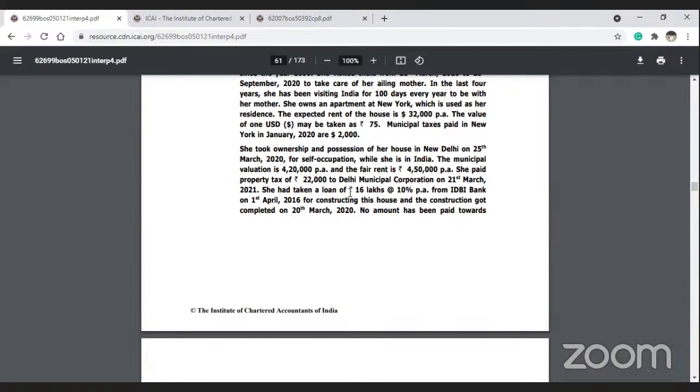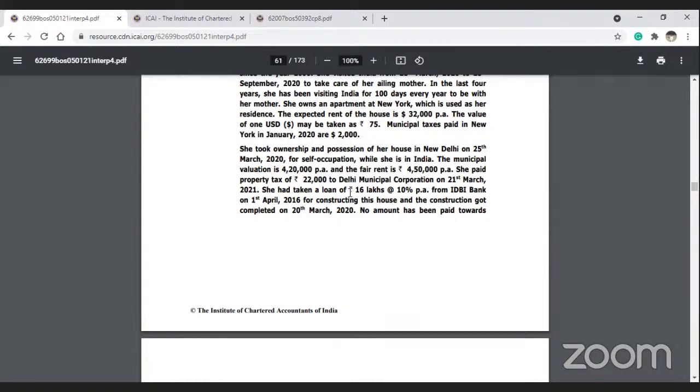The construction got completed in March 2020, so pre-construction interest has to be taken from before up to 31st March 2019. Yes, 3 years. I'm getting 2,56,000 as total interest. 16 lakh into 10%. But the construction got completed on 20th March 2020.